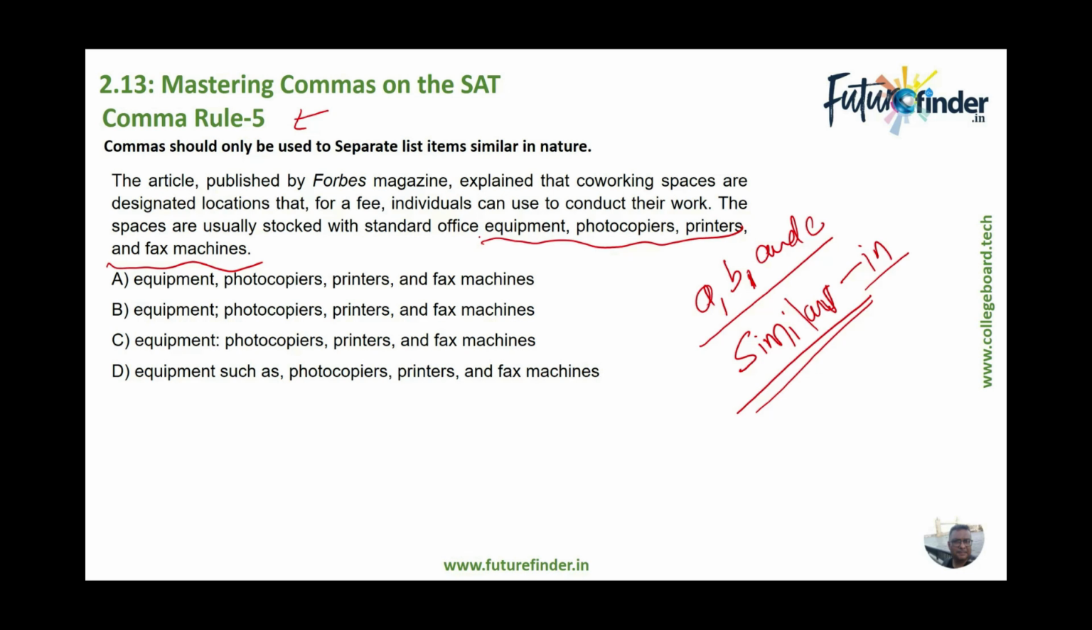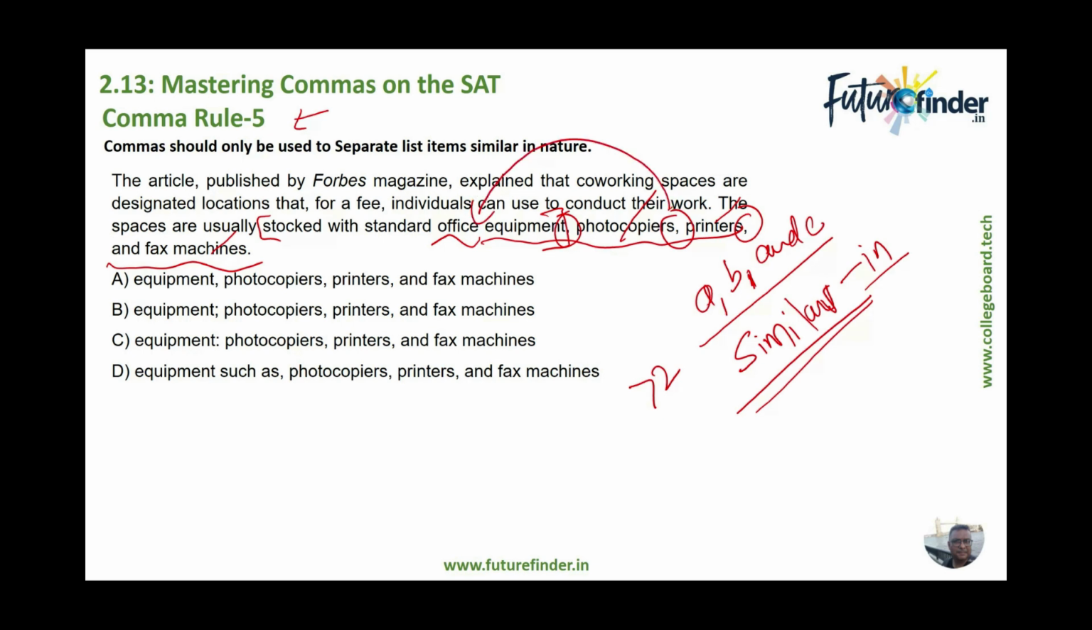So it is office equipment, and then we have got a comma, and then we have got photocopiers, a comma, printers, then a comma, and fax machine. So this apparently looks pretty okay because we are fulfilling the rule of more than two items there should be a comma before the and. But then what we fail to understand is that when we look at this sentence, it says that it is stocked with standard office equipment. Now actually photocopiers, printers, and fax machines are nothing but standard office equipment.